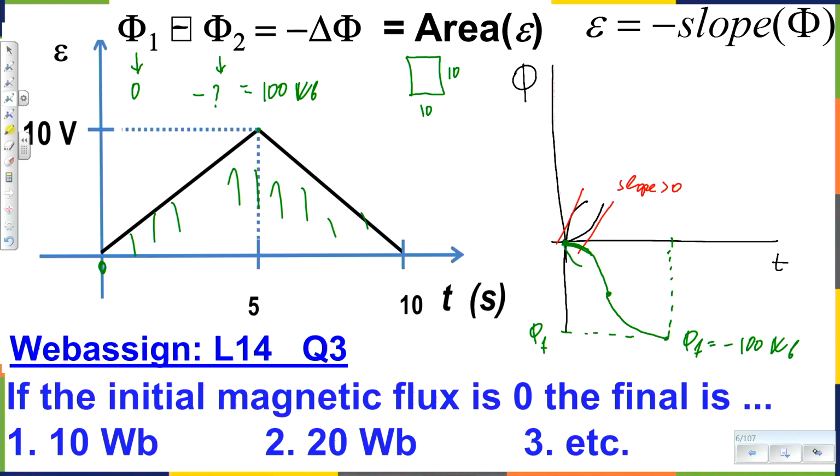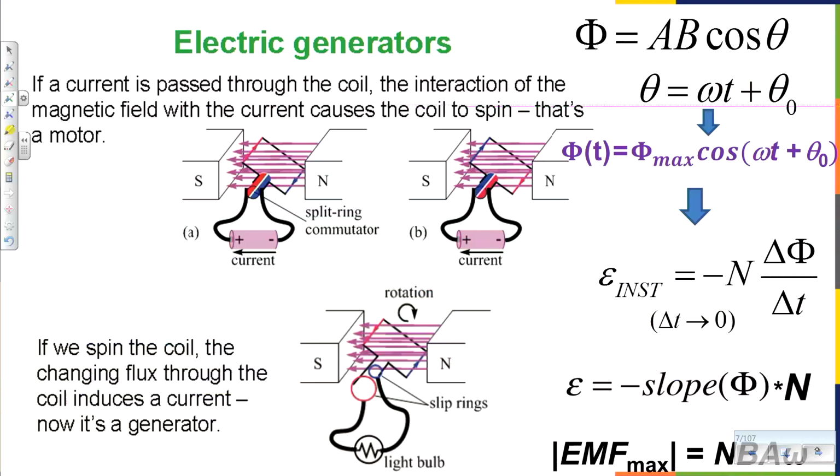Okay, moving on. So this is an illustration of a relationship, technically geometrical or algebraical relationship between function and the slope of that function. And this is why we study all this stuff. The practical reason. Generators.